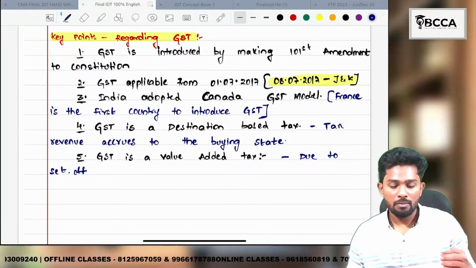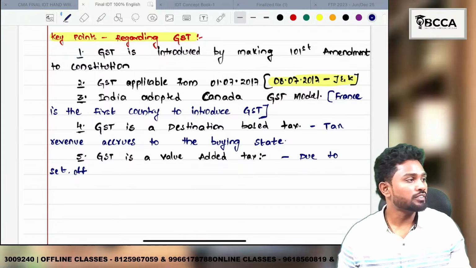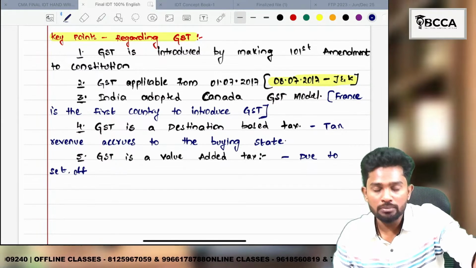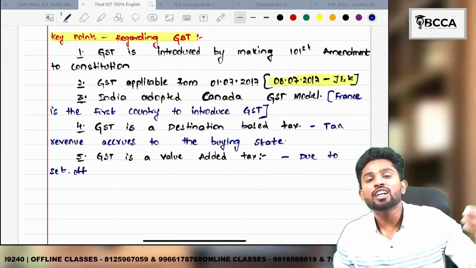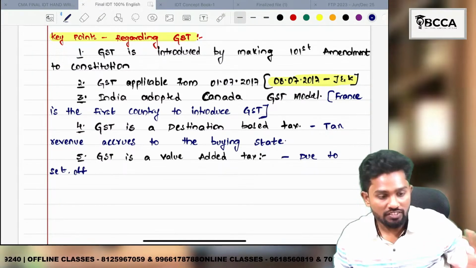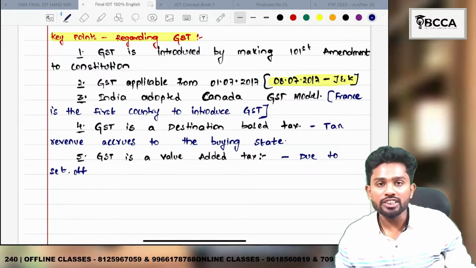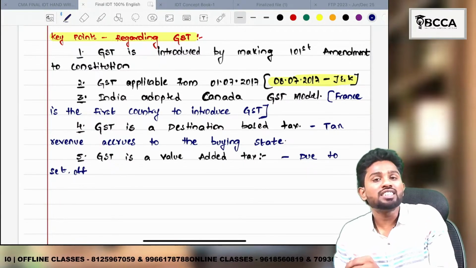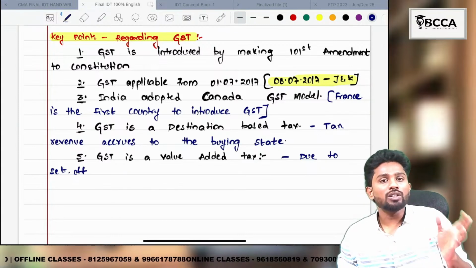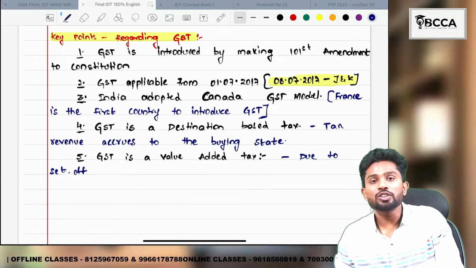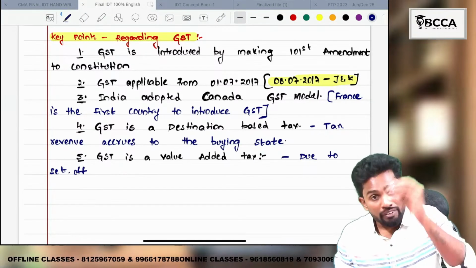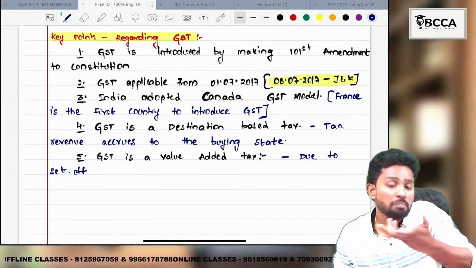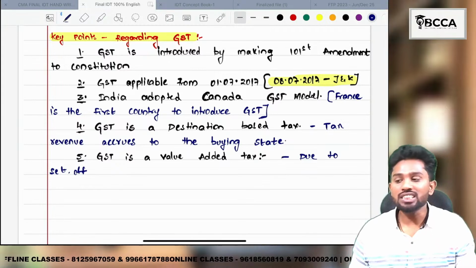Sir, understand. GST is introduced by making the 101st Amendment to the Constitution. It was introduced on 1st July, but in Jammu and Kashmir, it is from 8th July. India adopted the Canada GST model, but France is the first country to bring GST. GST is a destination based tax because in an interstate transaction, the 50% will go to central government, the other 50% will go to state government. The share of state government will be given to the state which is the destination, nothing but the buying state or importing state. Okay, GST is a value added tax.